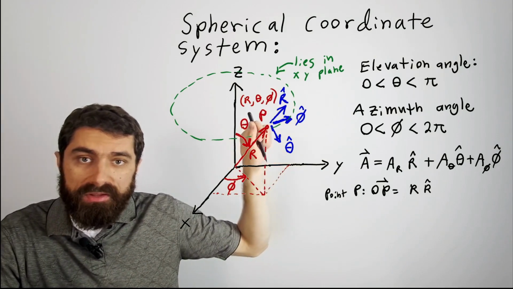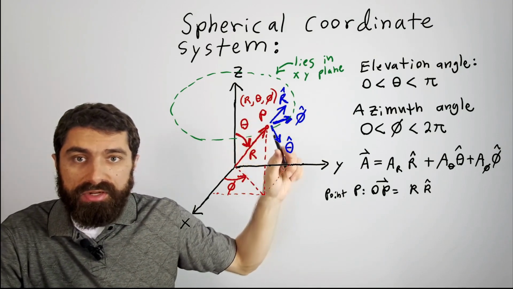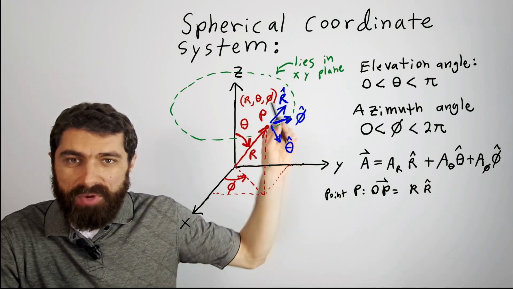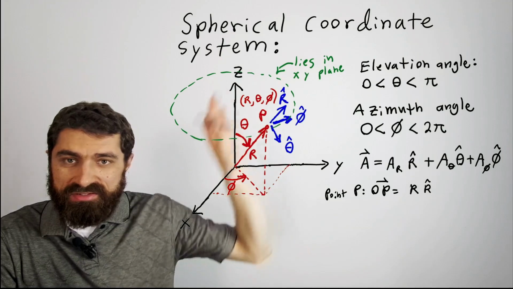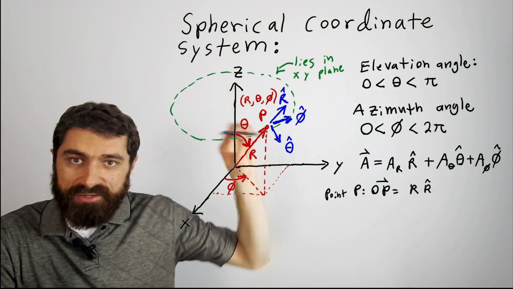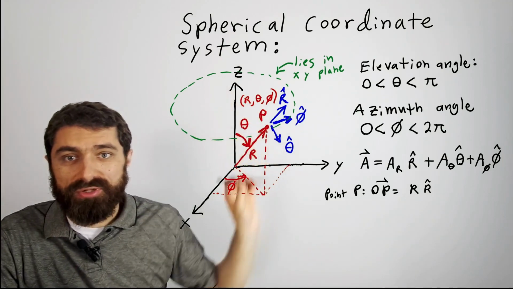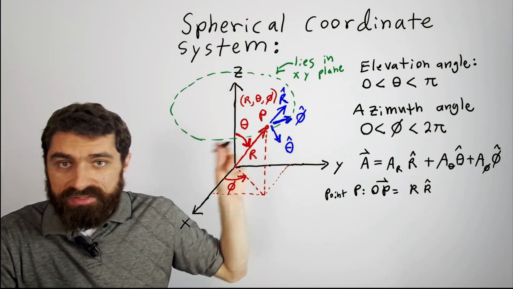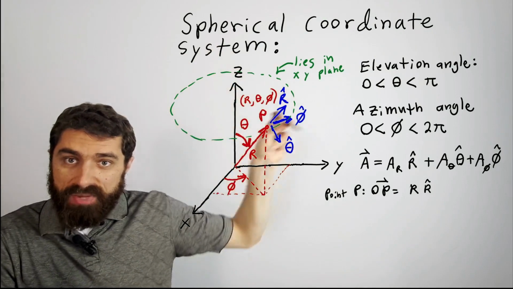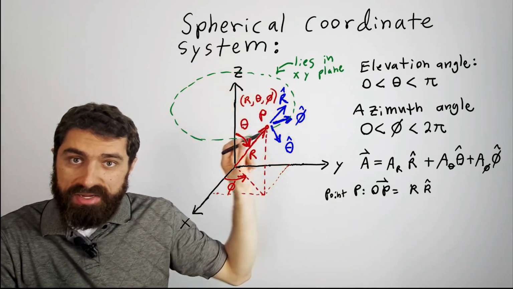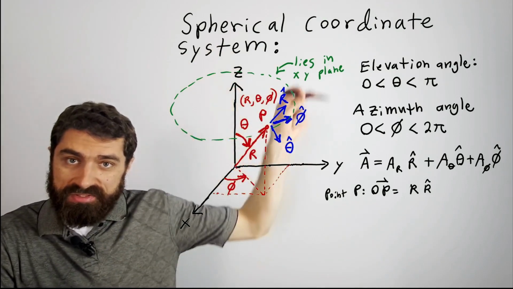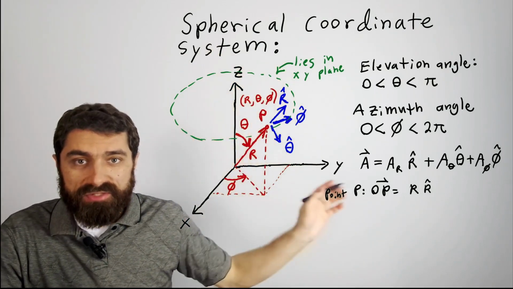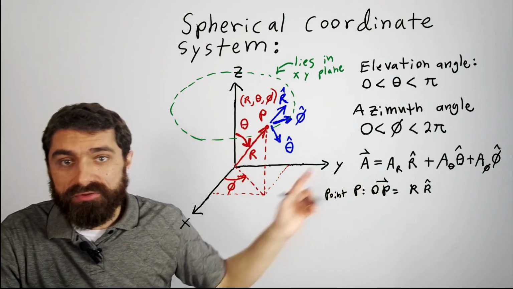And then we have theta hat, which is perpendicular to r hat and lies in the same plane where this angle theta is being measured. And then you have phi hat, which lies parallel to the xy plane and is tangent to this circle here that lies in the xy plane. So then you can specify your vector A there with those different components.